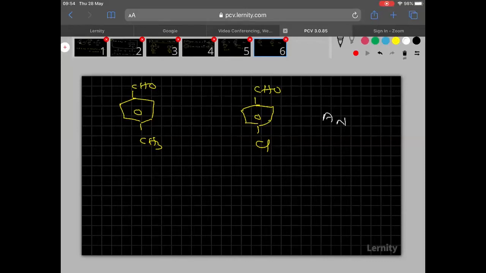Okay, let me solve this one. So here chlorine is there, you see. Chlorine is what? Minus I. Minus I means what? Electron withdrawing group. Electron withdrawing group increases the rate. And here CH3 is there, plus H. Okay, means what? Electron donating group. It decreases the rate. So the second one has more rate towards nucleophilic addition. Hope you are able to understand this one.